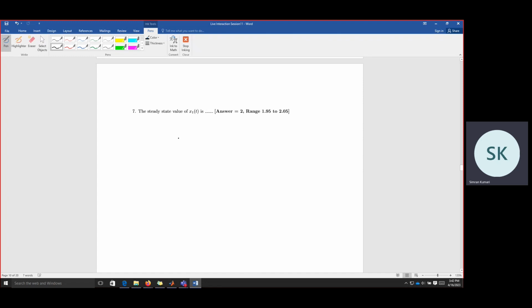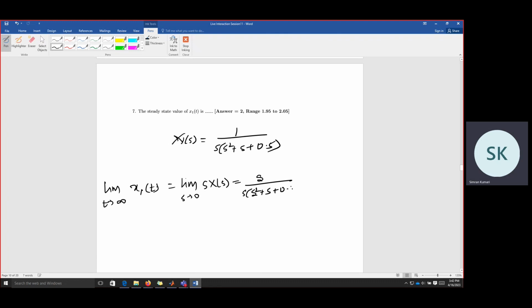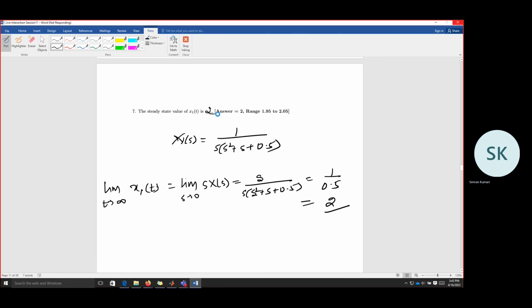Now we have to find the steady state value of x1(t). So for x1(t), we have found out X1(s), which is 1 by s square plus s plus 0.5. Now it is asked to find the steady state value, that is x1(t) when limit t tends to infinity. So for this one, we can apply the final value theorem. So this will be equal to limit s tending to 0 of s X(s). And this would give 1 by 0.5, which is 2. So x1 reaches the value 2 at steady state. Okay. So we'll proceed further.